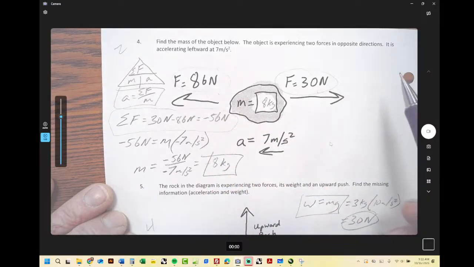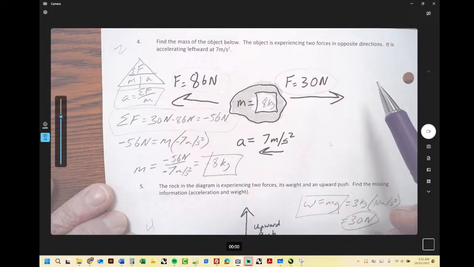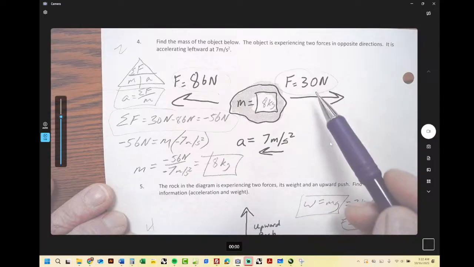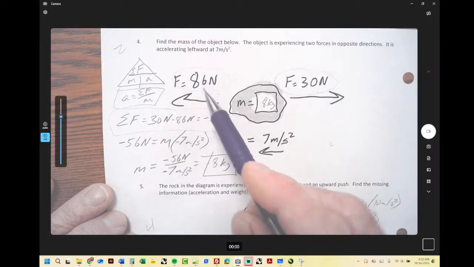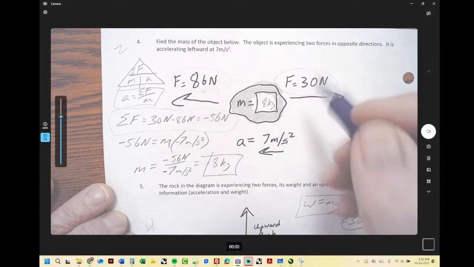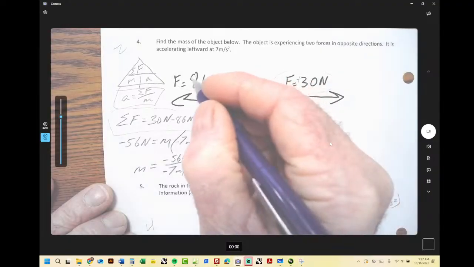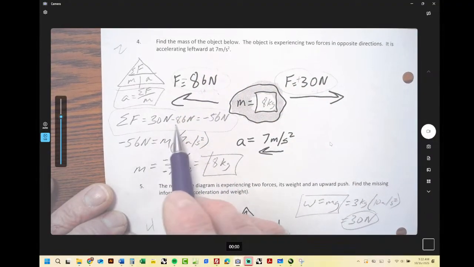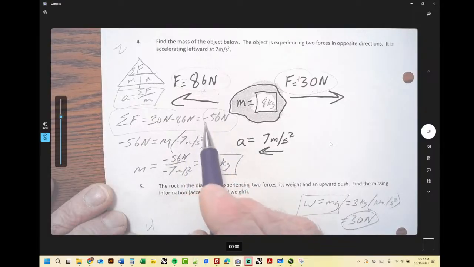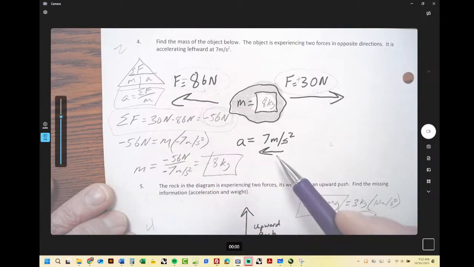Why not? That's not the net force. What's wrong with adding these two together and getting 116? Yeah, this is negative. So this is positive 30, and this is negative 86. So if I add these forces up, I get 30 minus 86, which is a net force of 56 to the left. So the net force is negative 56.